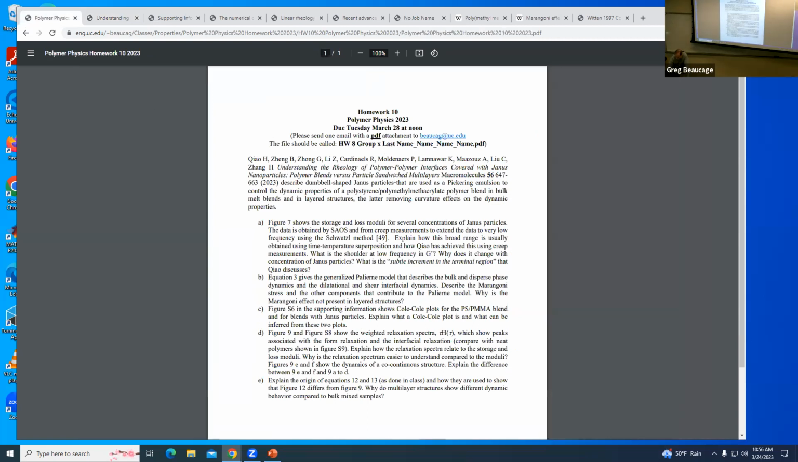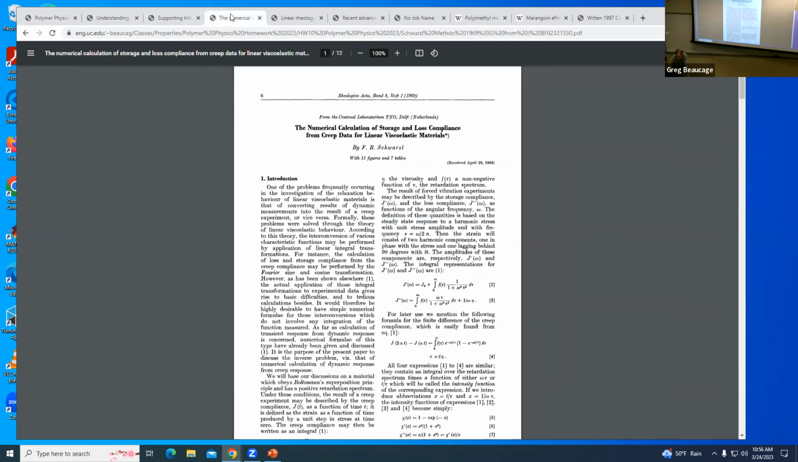Anyway, let's see what we got. So figure 7 shows storage and loss. The data is from both these two techniques, right? Creep measurement and small angle oscillatory shear. I can never remember that acronym. SAOS, right? So very low frequency using the Schwarzl method, which I'm going to have up here. This is too complicated to read probably, although you can recognize some things in it, like that equation.